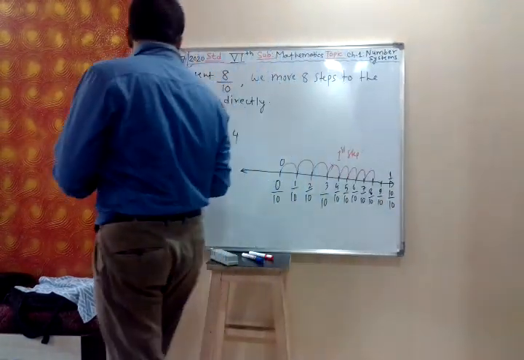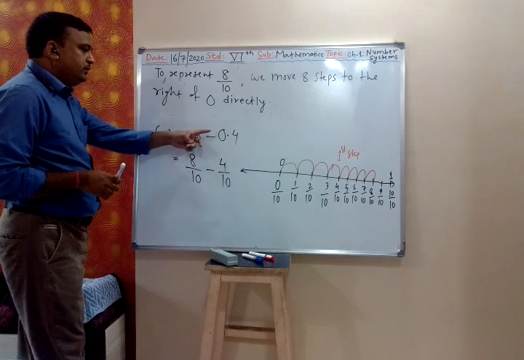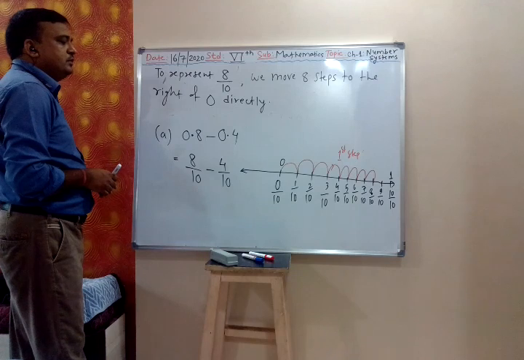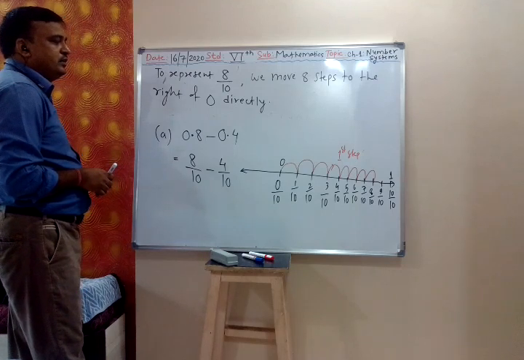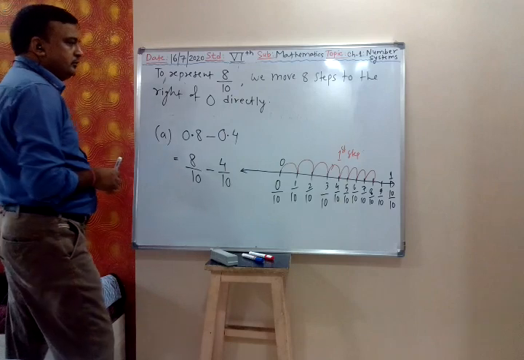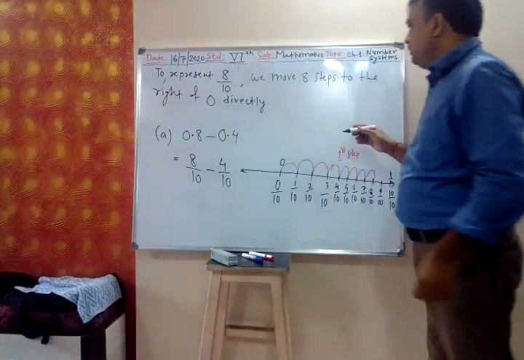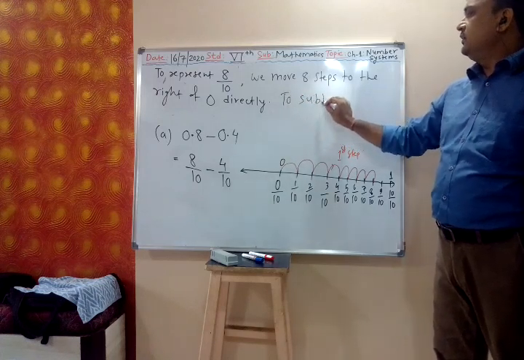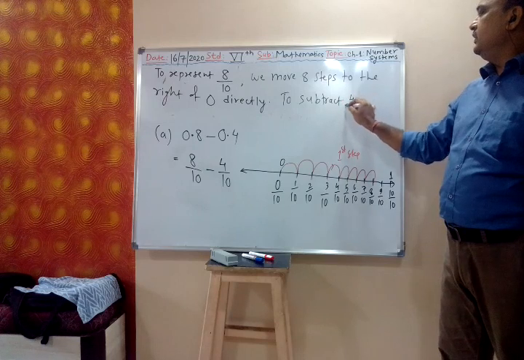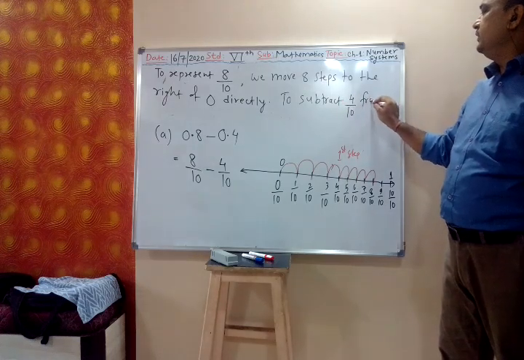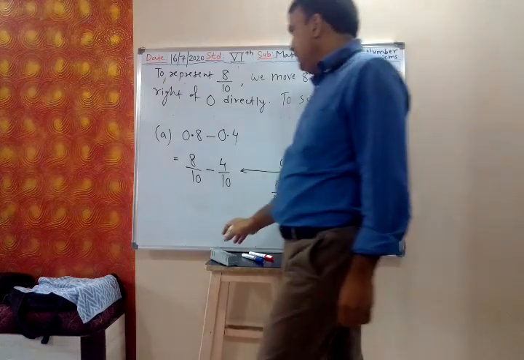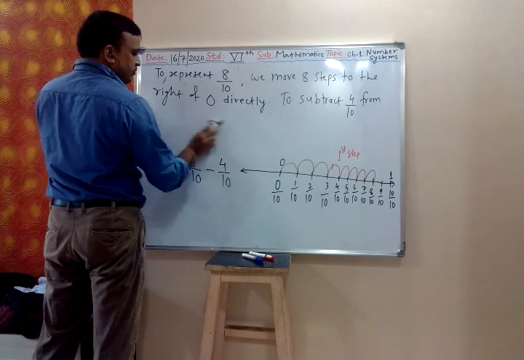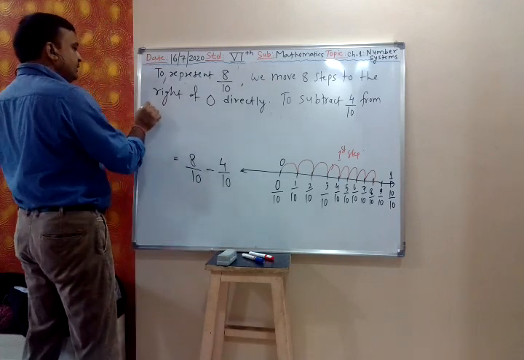Now from this 8 upon 10, we want to remove 0.4. So now we write to subtract 4 upon 10. From this 8 upon 10, we want to subtract 4 upon 10.